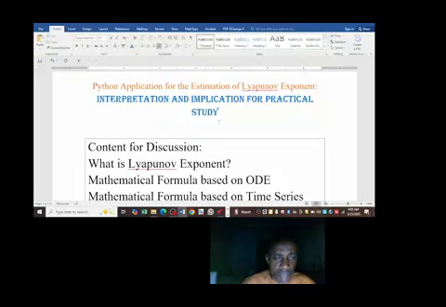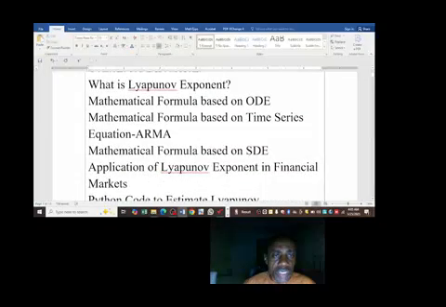The content for discussion. One, what is a Lyapunov exponent? What does it mean? What is the meaning of the Lyapunov coefficient? Two, mathematical formula for calculating Lyapunov exponent based on ODE, ordinary differential equation. Three, mathematical formula for calculating Lyapunov exponent or coefficient based on time series equation such as ARMA, autoregressive moving average model.